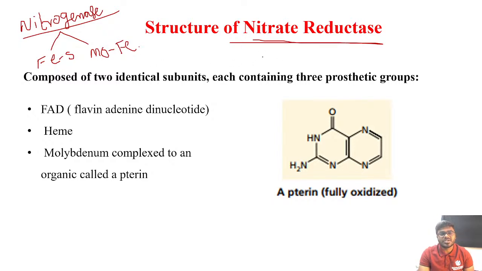Now friends, all of you pay attention. If you look into the structure of a nitrate reductase enzyme, it contains FAD. Anyway, you know to remember the structure. FAD, heme, and molybdenum associated with an organic compound which we call, friends, pterin. Don't forget, I will ask in the next class also.